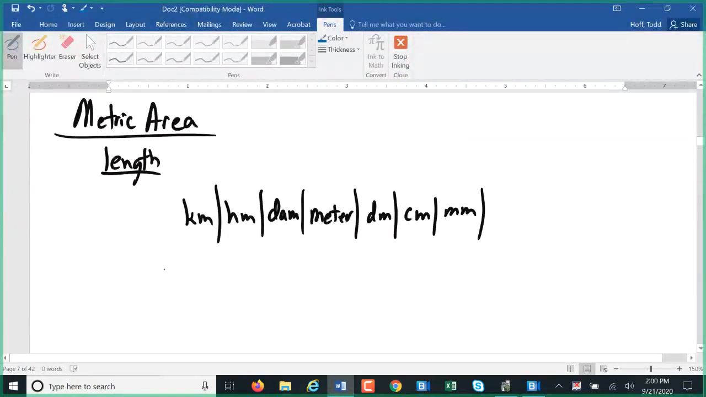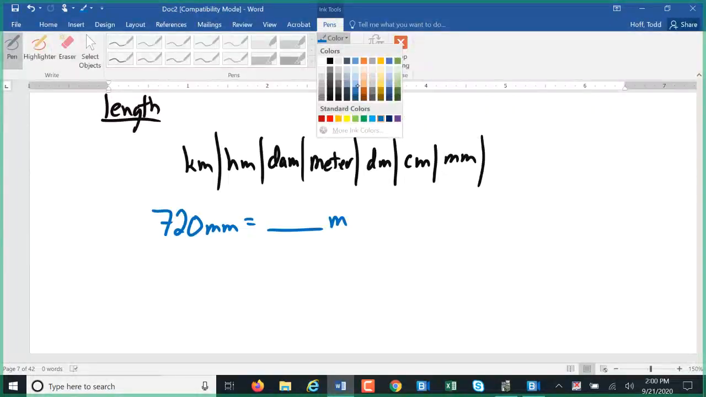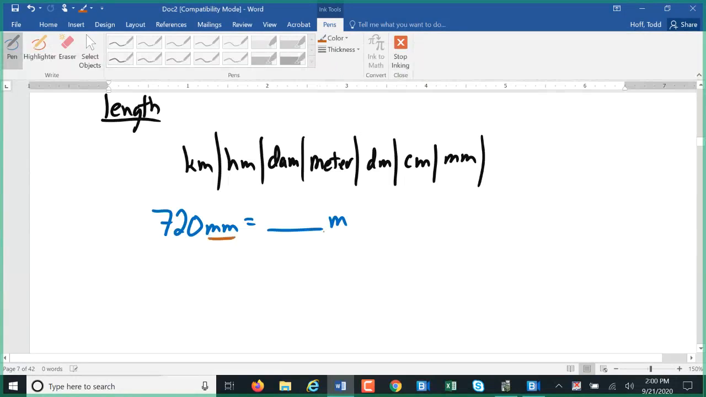If I had 720 millimeters and I wanted to convert it to meters, from millimeters to meters is 1, 2, 3 spots to the left on the chart, which means I move my decimal point 3 spots to the left. Now there's no decimal point here, so it's at the end of the number, so it goes 1, 2, 3. That's 0.72 meters.